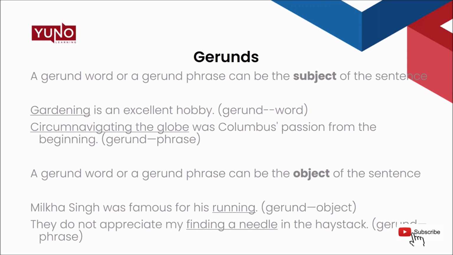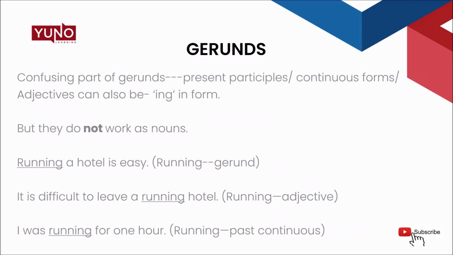One more example. They do not appreciate my finding a needle in the haystack. They do not, who are the doers? They are the subject of the sentence. And they do not appreciate what? They do not appreciate my habit of finding a needle in the haystack. So finding a needle is a gerund phrase, which is the object of the sentence.